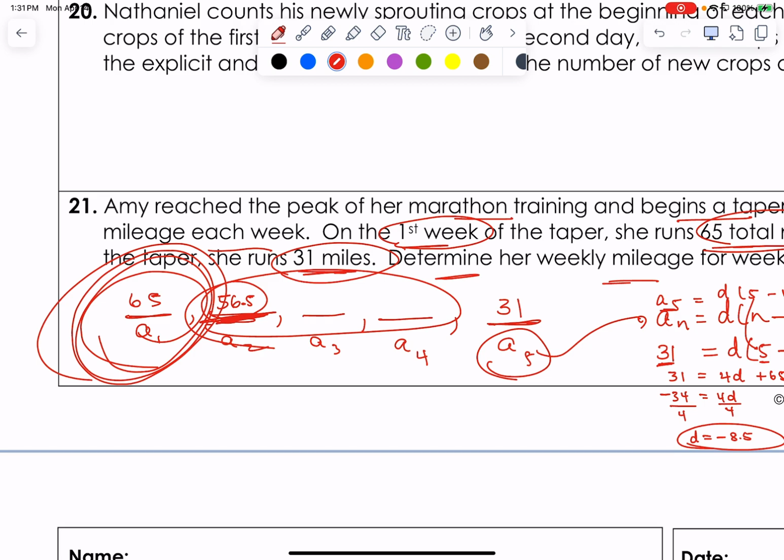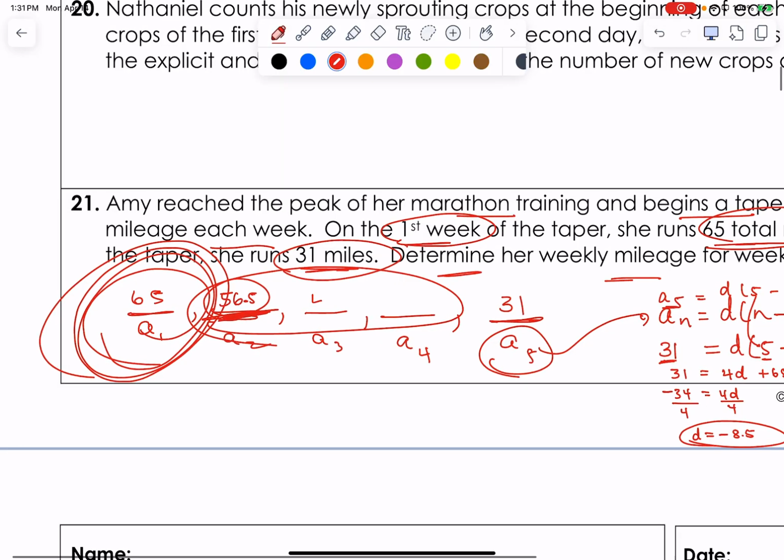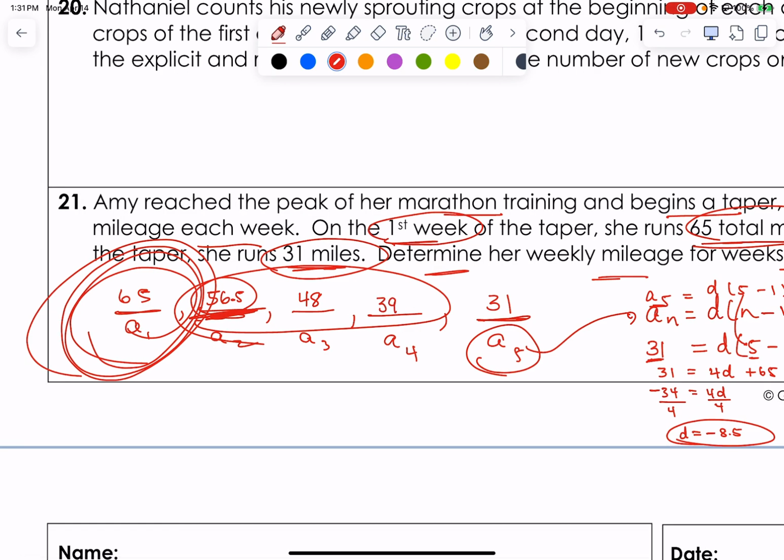Okay, subtract 8.5. What's 56.5 minus 8.5? 48. Okay, and then 48 minus 8.5 is what? 39.5. And then we get all the way down to 31.